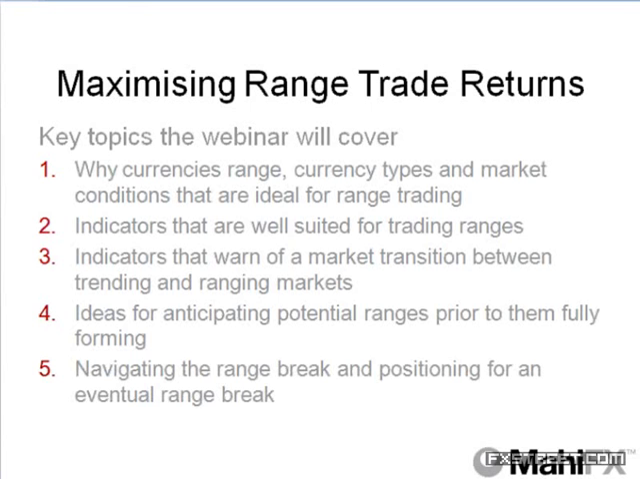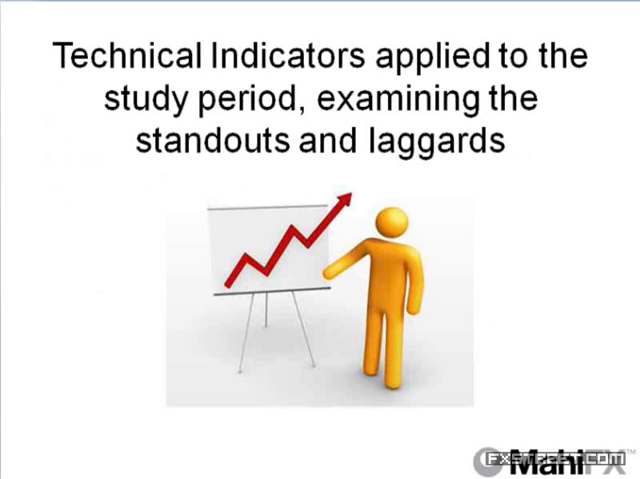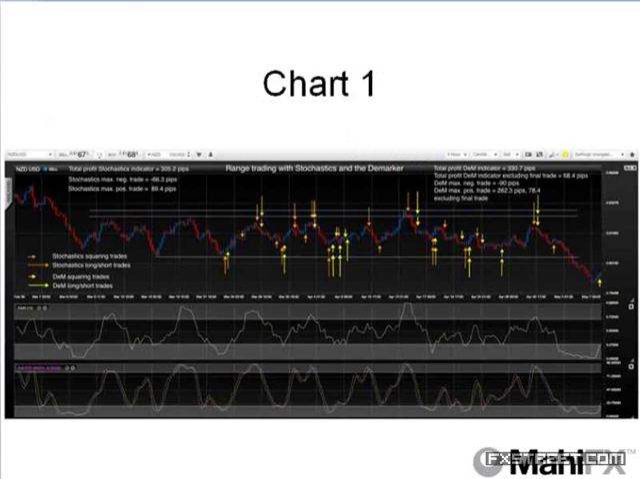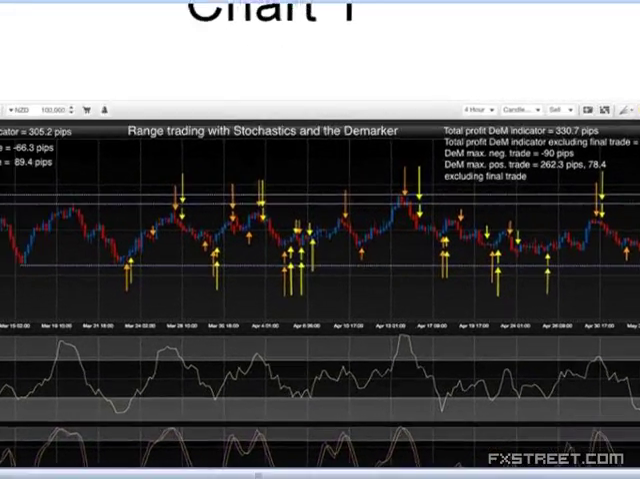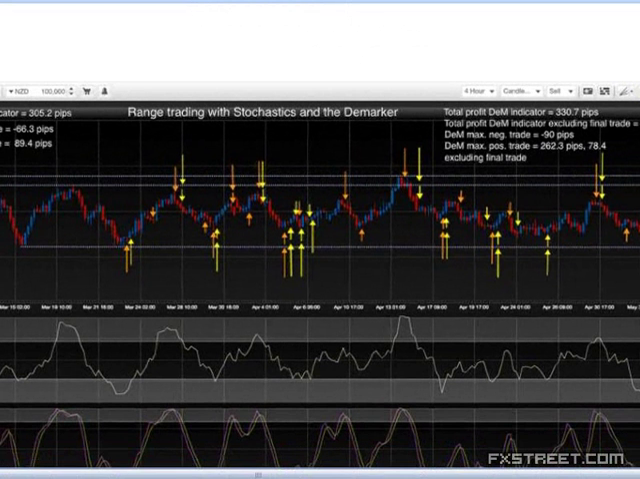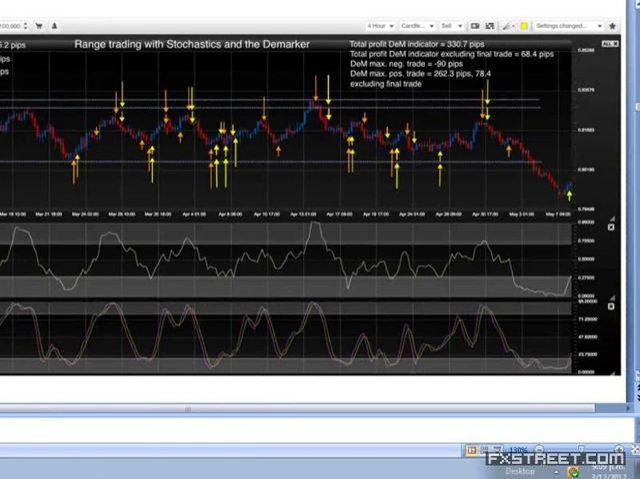So moving on now, I want to have a look at this great range trading period and have a look at some of the indicators that we looked at and how they performed. So let me just expand this up over here. First couple indicators we're looking at here are the Stochastics and the Demarker indicator. We applied them with the default parameters.